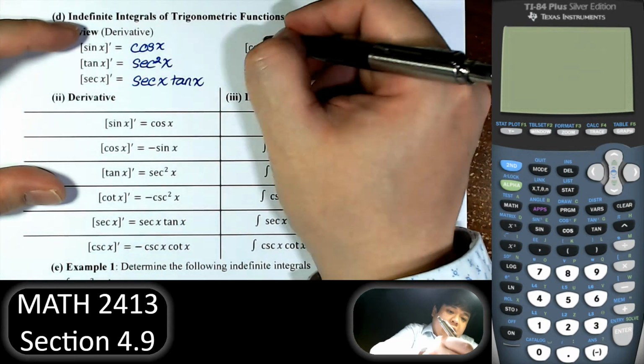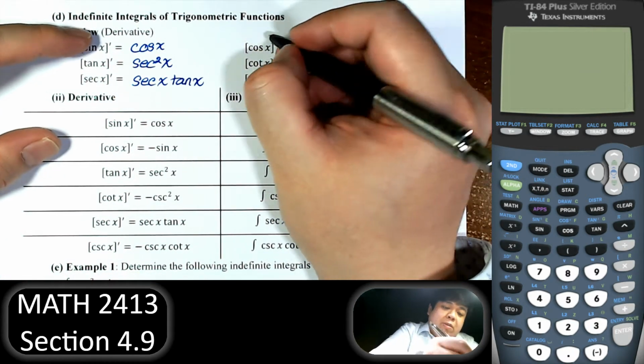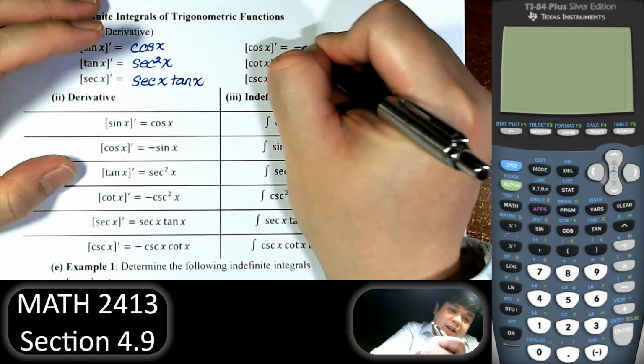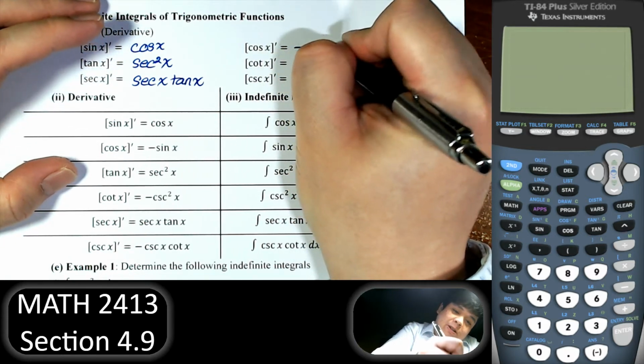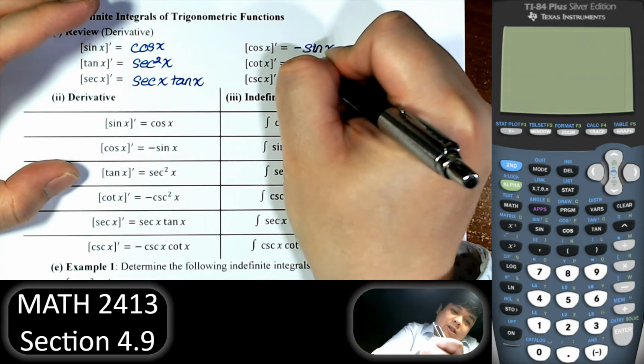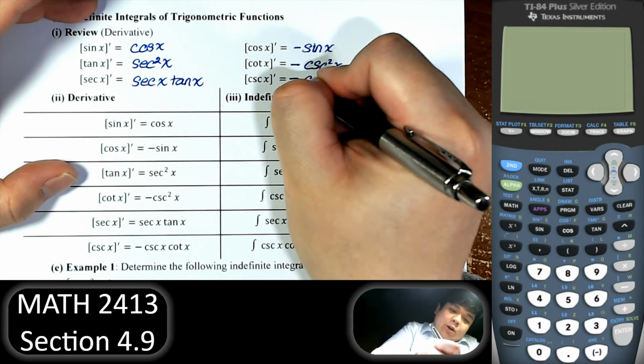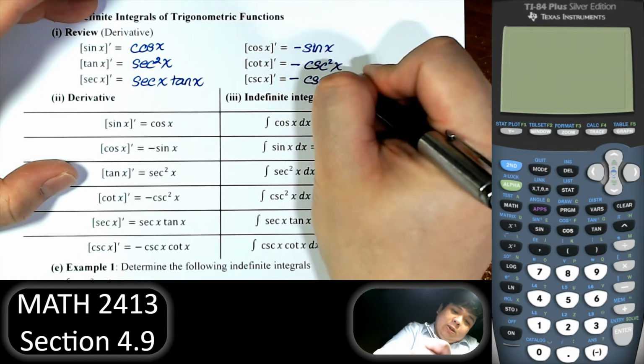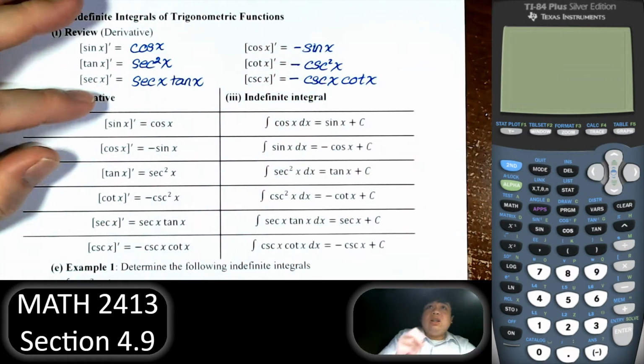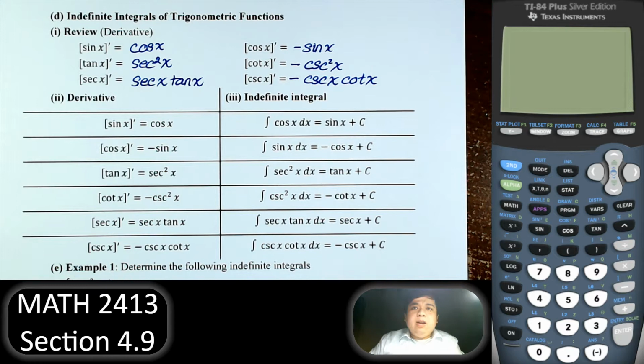And then the derivative of the cofunctions to these is just going to be negative. Negative cosecant squared and negative cosecant cotangent. Right, so that is the derivative rule. The antiderivative, of course, is the opposite direction to it.